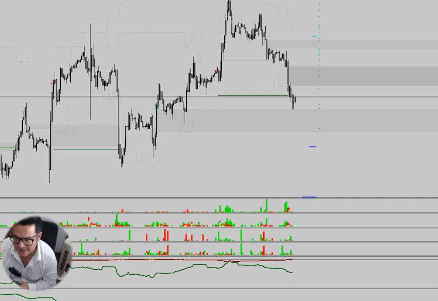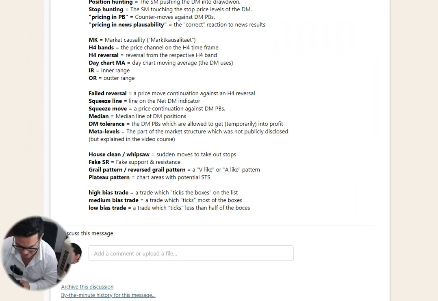High bias trades. The trade which ticks the boxes on the list. So if we have a very clear trade where everything aligns, that is a high bias trade where we risk more. Medium bias is where most of the boxes are ticked, and then low bias where less than half, let's say, are ticked. Of course, the lower the bias, the less you risk per trade.